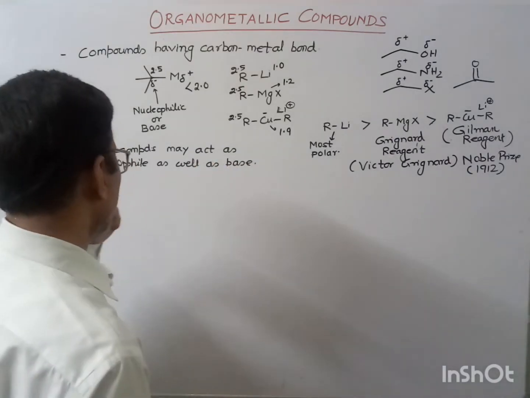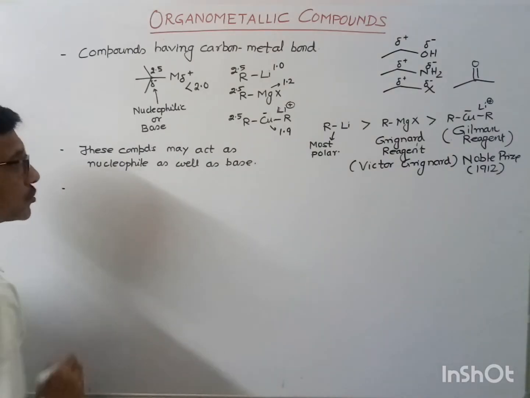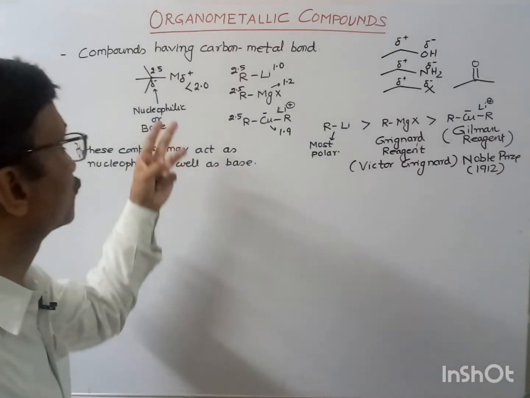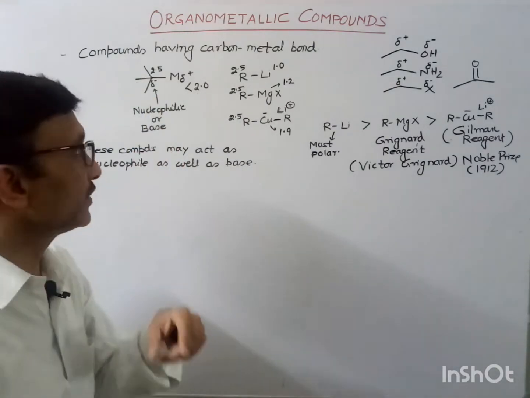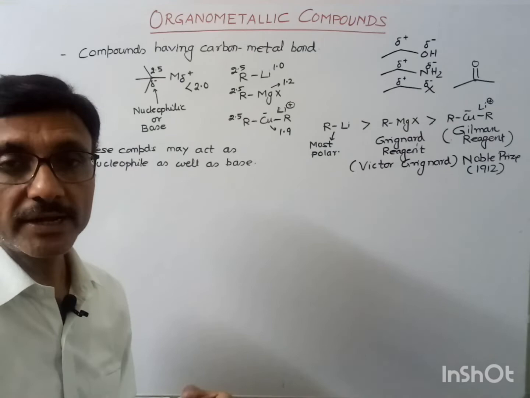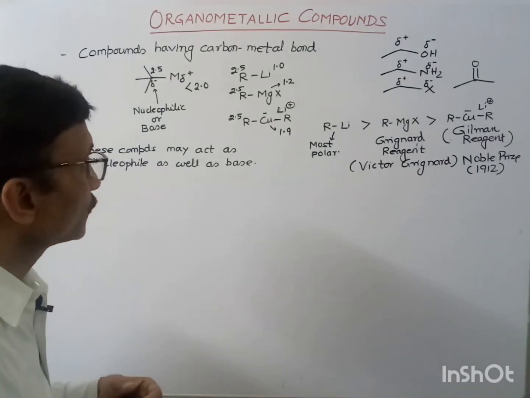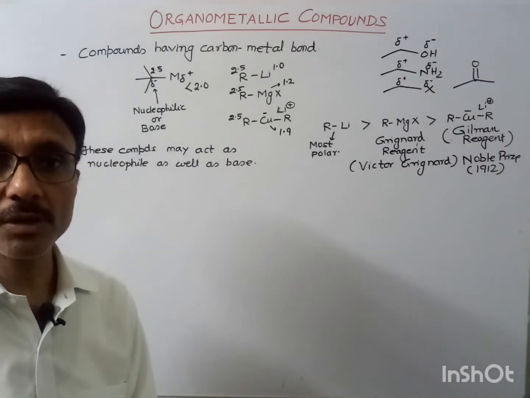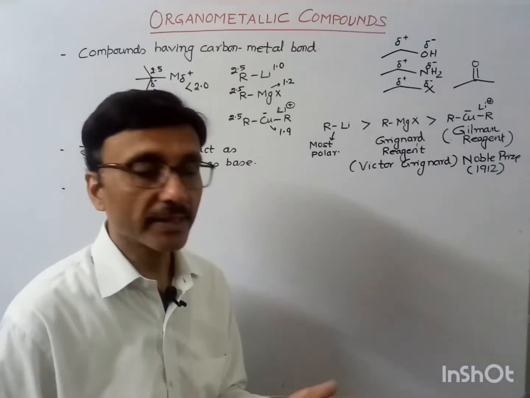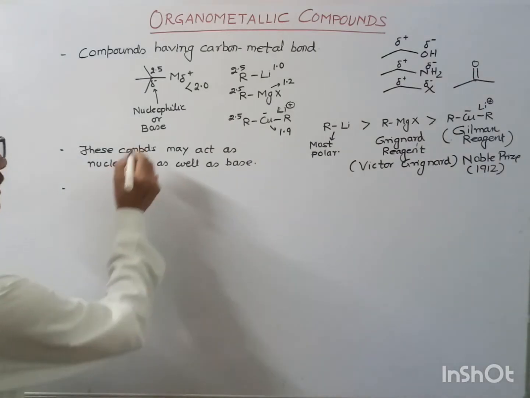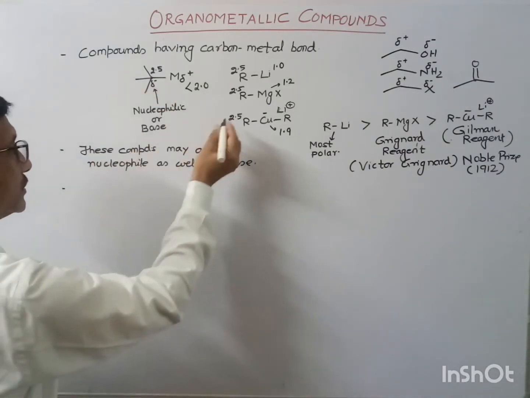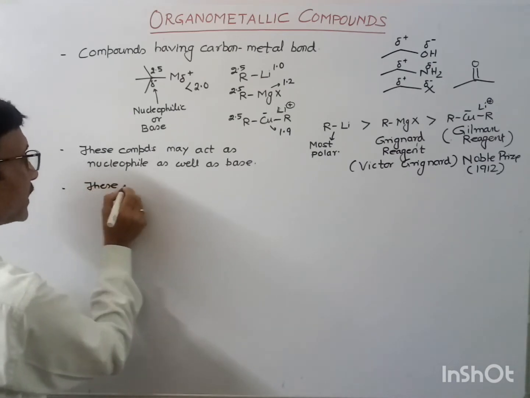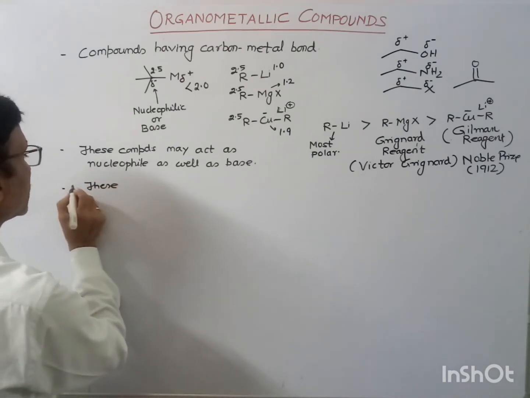Because it may act as a base, and it is a very strong base, it can even react with some of the weak acids also. For example, it may react with water, it may react with alcohol, or it may react with acetic acid. So this Grignard reagent or organometallic compound acts as a strong base.